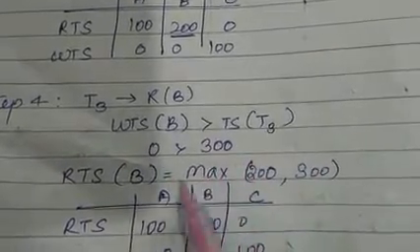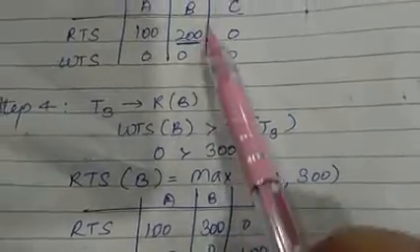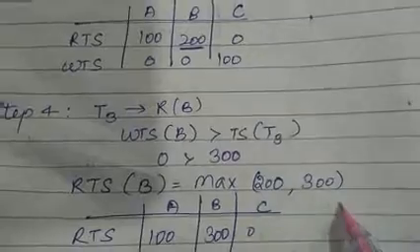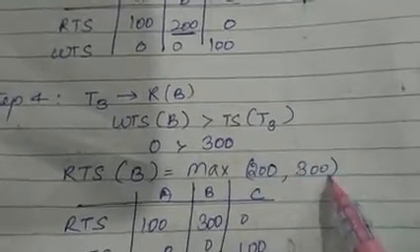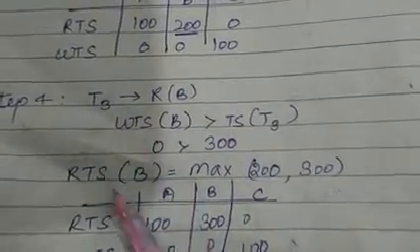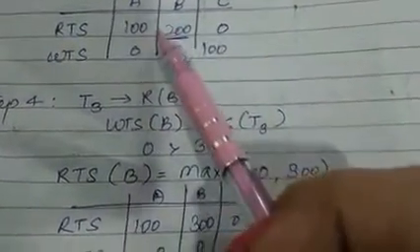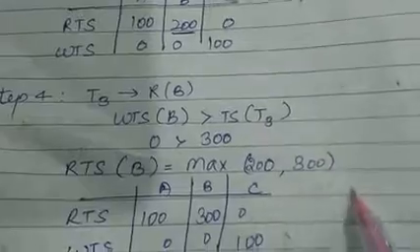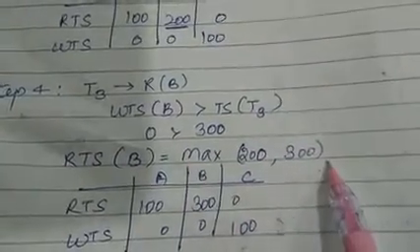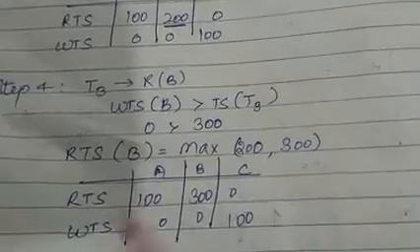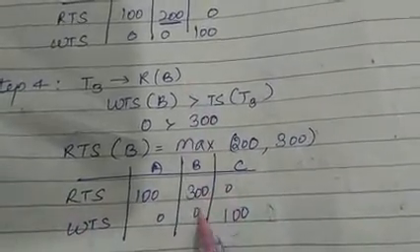Then we will pursue RTS B, the maximum of RTS B comma TS T3. What was the value of RTS B? RTS B's value is 200 and T3's timestamp is 300. So what is the maximum value? 300. So RTS B will be 300. Earlier it was 200, so I am going to change this value from 200 to 300 because it has the maximum value, 300. So now this table will get updated. Now this 200 is 300.